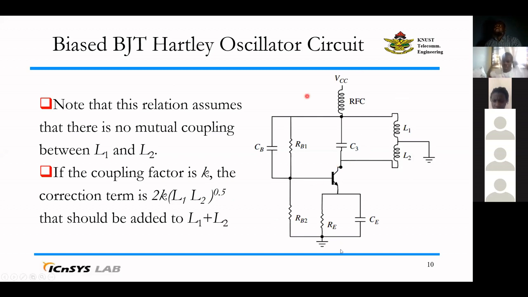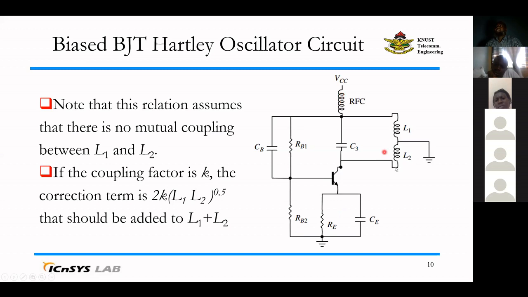Now in this one, this is still what? A Hartley oscillator. You can see L1, L2, and C3 forming the resonant tank, and therefore it is still a Hartley oscillator. What we have added is the biasing circuit made up of what? An RFC, RB1, and RB2. And if you would remember, since we are supplying DC, which is VCC, to bias the transistor, then we need here what? An RF choke.